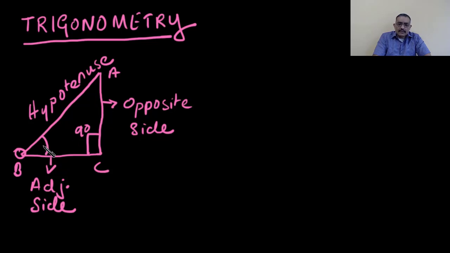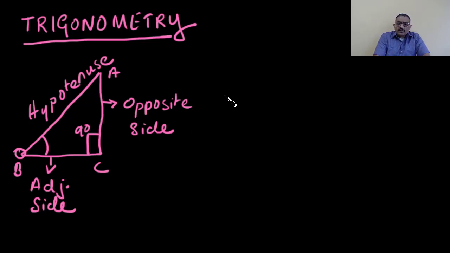But let's continue to focus on this angle B and define some of these ratios. So just to recap, the side right opposite to the 90 degrees is the hypotenuse, and the side that is sitting opposite to the angle that we are focusing on is called the opposite side, and the side that is next to or adjacent to the angle that we are focusing on is called the adjacent side.